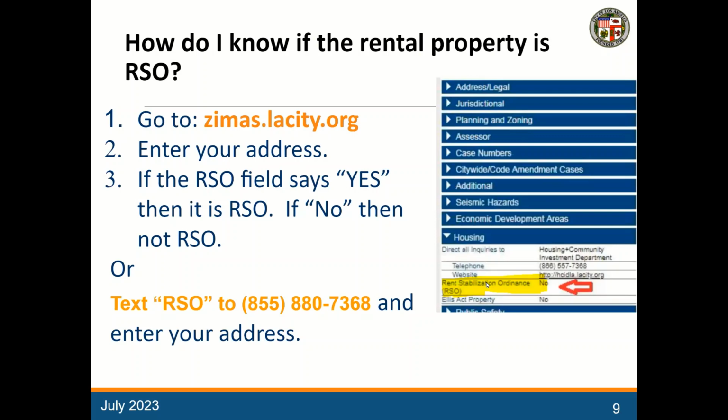To confirm if your unit is subject to the RSO, you may go to semas.lacity.org. When you enter your address, the search results you get will give you an accordion of various items, including one titled Housing, which you see on your screen. If the Rent Stabilization Ordinance item says no, that means that particular property has not been identified as an RSO property. If it says yes, then it means that property was identified as containing an RSO unit.